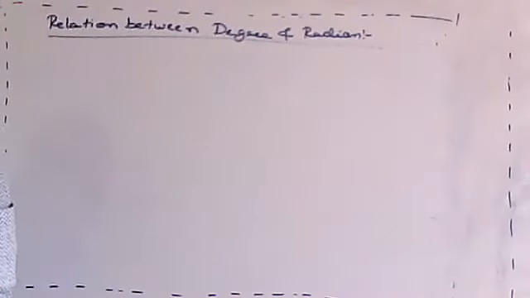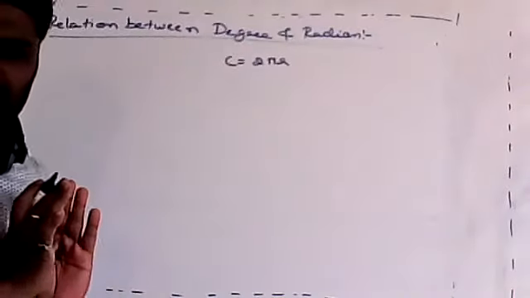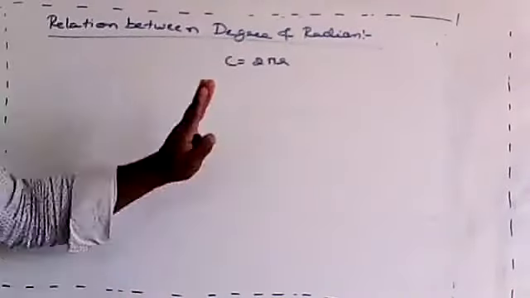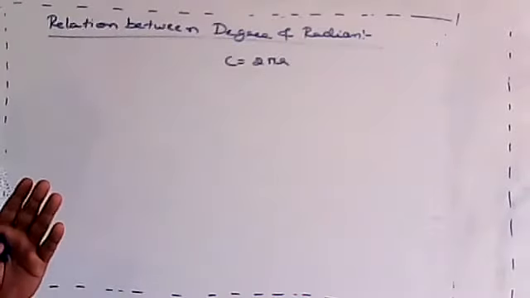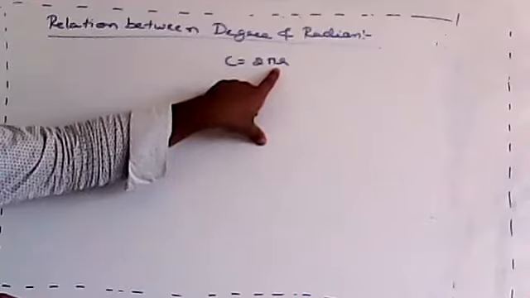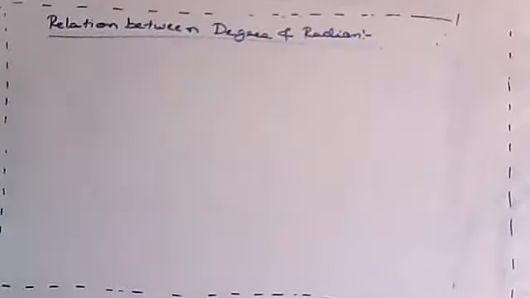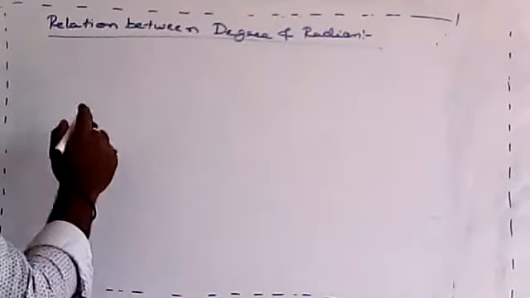So circumference of the circle. Circumference of the circle means C is equal to 2 pi r. Same definition I'm taking here. In the circumference of a circle of radius 1 unit, what is remaining? 2 pi. One complete revolution of the initial side makes an angle of 2 pi radian.